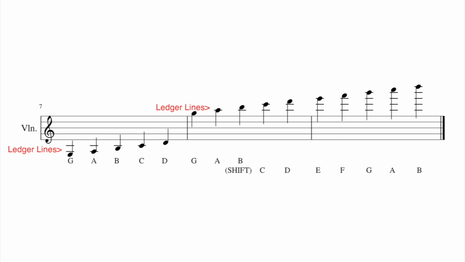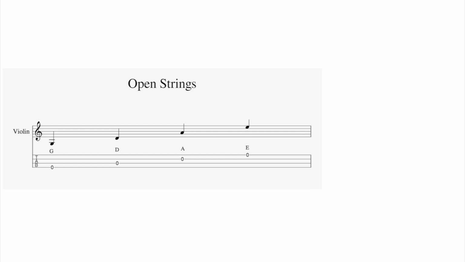Now, paano nga ba siya sa violin? Let's look at the open strings. So the open strings are the G, which is the largest and the leftmost string, yung pinakamababa, and then D, and then A, and then E.